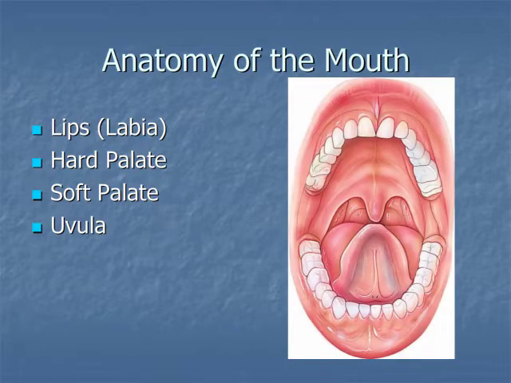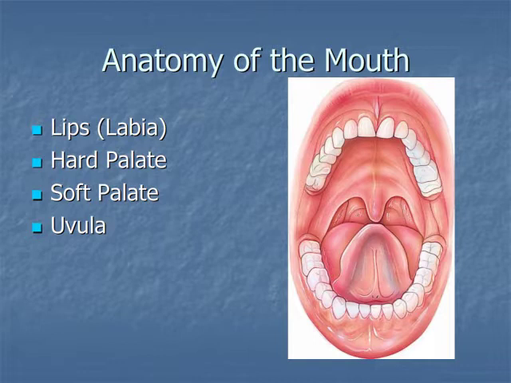Okay, now that we've looked at the layers of the GI tract, let's start at the very beginning. The process of digestion, in fact, begins in the mouth. And so the mouth has various structures that are going to help with digestion. The first of these are the lips, or labia. The lips really aren't important for breaking down food, but they can help us to grasp food, and they're also important in speech.